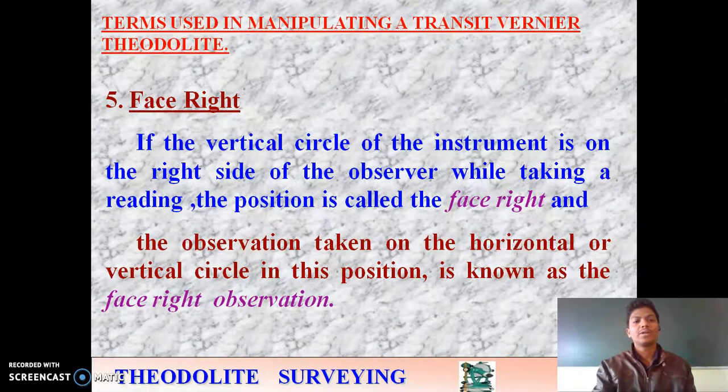Now, fifth one is face right. If the vertical circle of the instrument is on the right side of the observer while taking a reading, the position is called face right, and the observation taken on the horizontal or vertical circle in this position is known as face right observation.